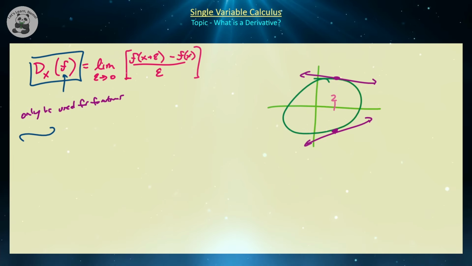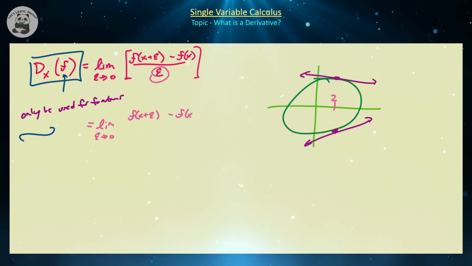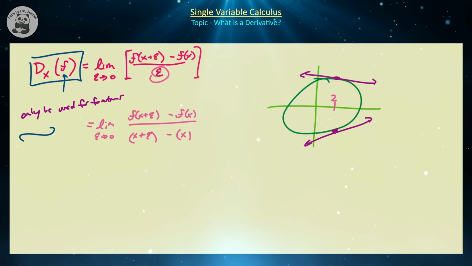Another thing that I also want to mention is just to give you a little bit of insight into what we're actually looking at here. If we look at this in the form before we simplified the denominator, this was just equal to the limit as epsilon approaches 0 of f of x plus epsilon minus f of x, divided by x plus epsilon minus x. Notice that the numerator of this function is just a subtle change in the function f divided by a subtle change in the value of x.